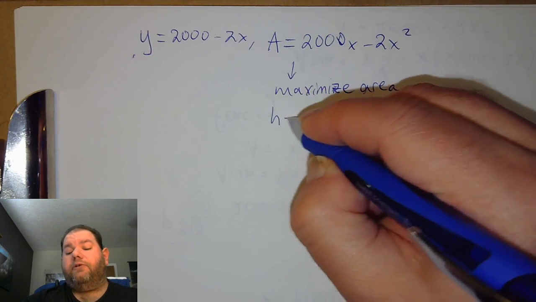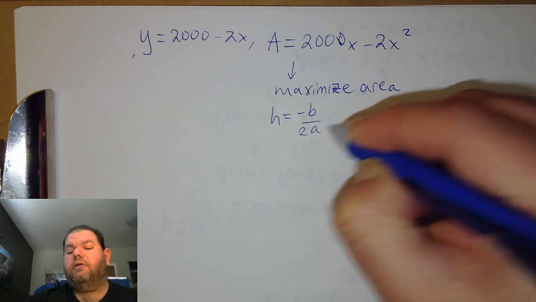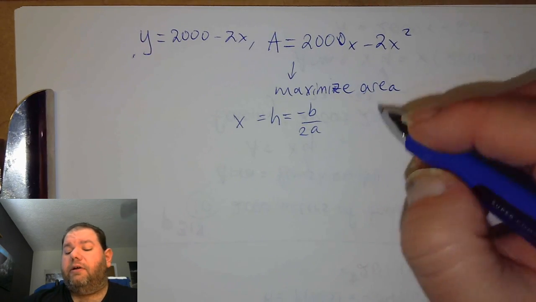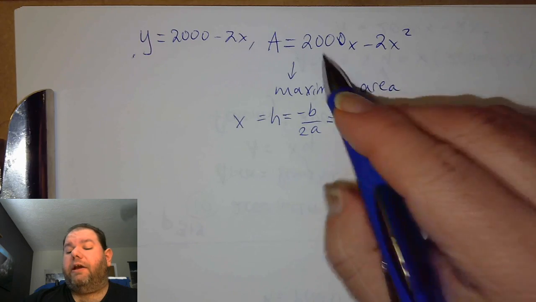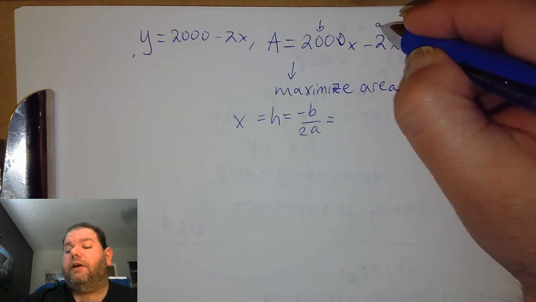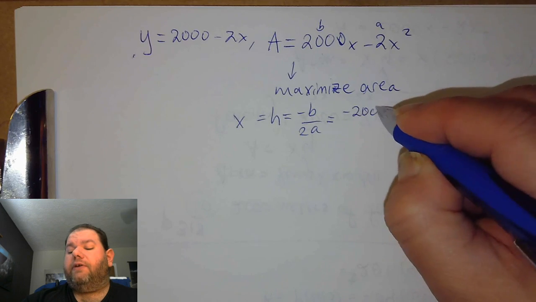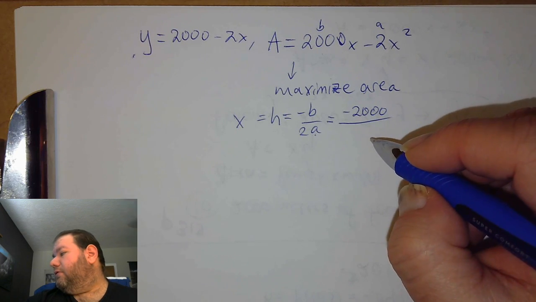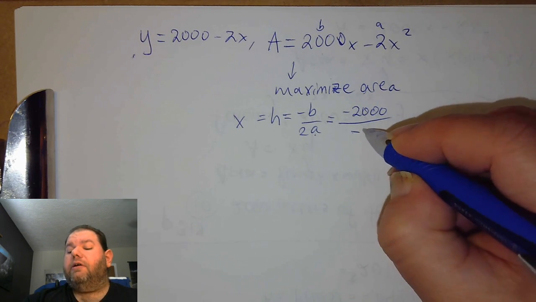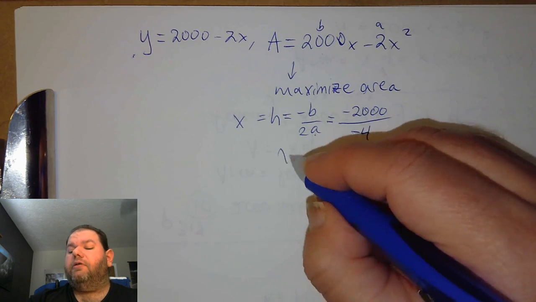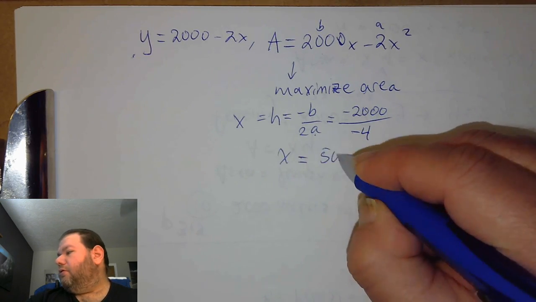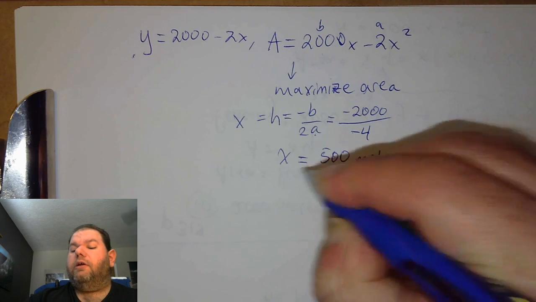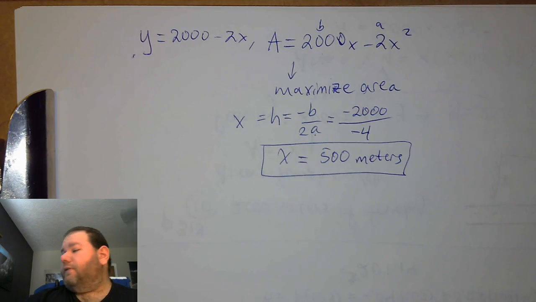Now, our maximum occurs at the vertex. Actually, this is x. If we want to be more specific, we're actually finding a value for x here. Negative b, again, this is out of order. This is b, that's our a. So that'd be negative 2000. A is negative 2, so 2 times negative 2, absolutely, is negative 4. So side x will be 500 meters.